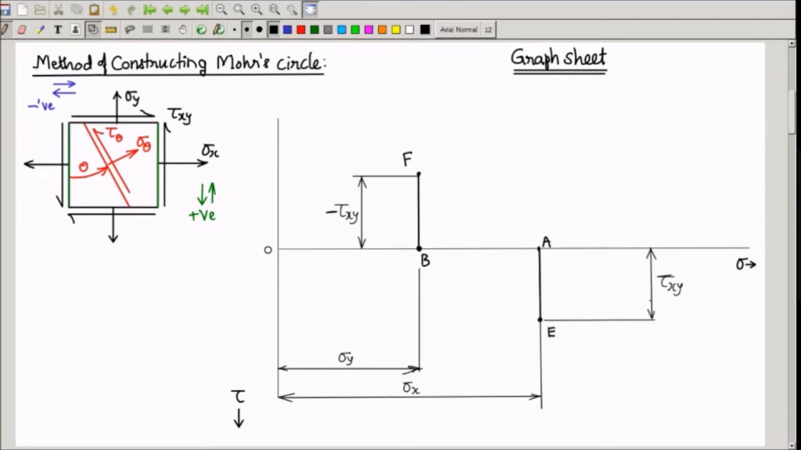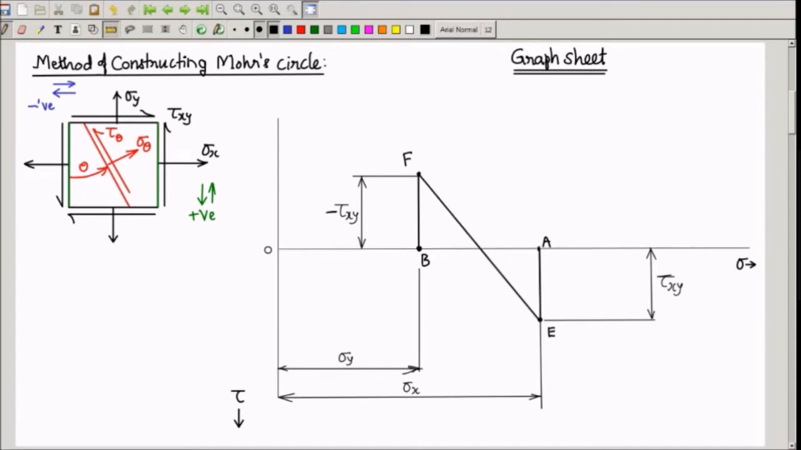So I have marked the state of stress on the vertical faces with points A and E, and similarly the state of stress on the horizontal faces with the points B and F. Now the procedure is to join points E and F with a straight line.